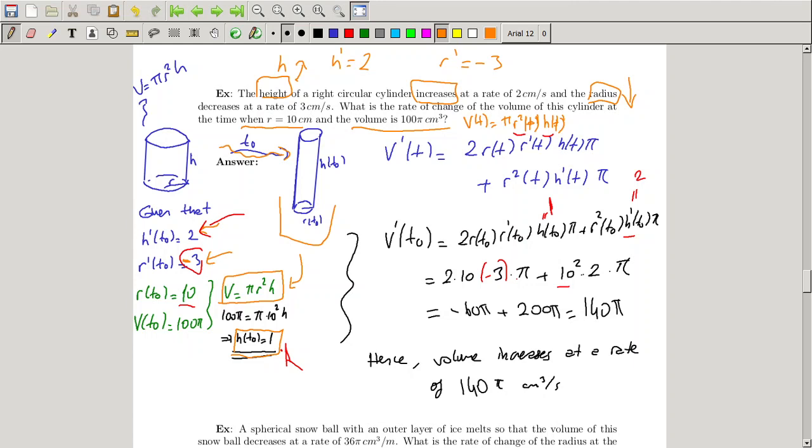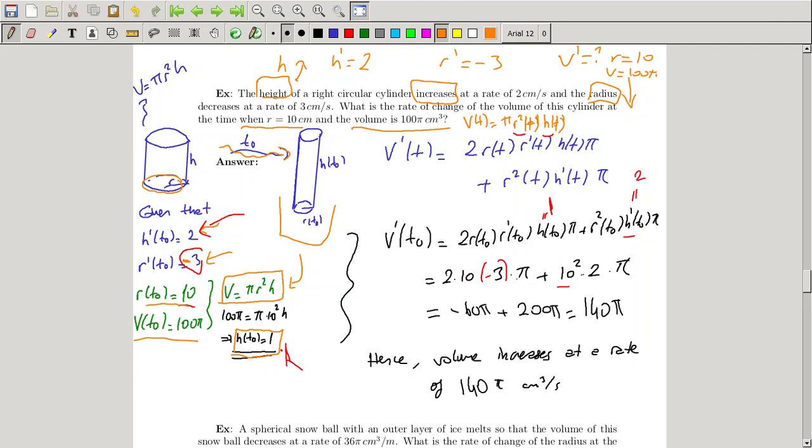What is the rate of change of the volume? V prime is asked of this cylinder at the time when r is 10 and the volume is 100 pi. Let me remember what the volume of the cylinder is: the area of the base, pi r squared, times h. So pi r squared h. What are the given values? r at t0 is 10, v at t0 is 100 pi, h prime is 2, r prime is minus 3.